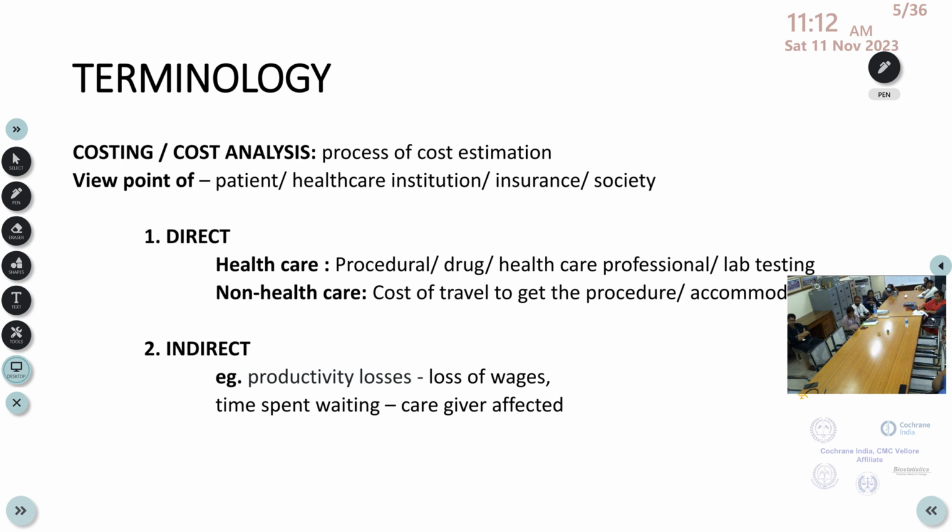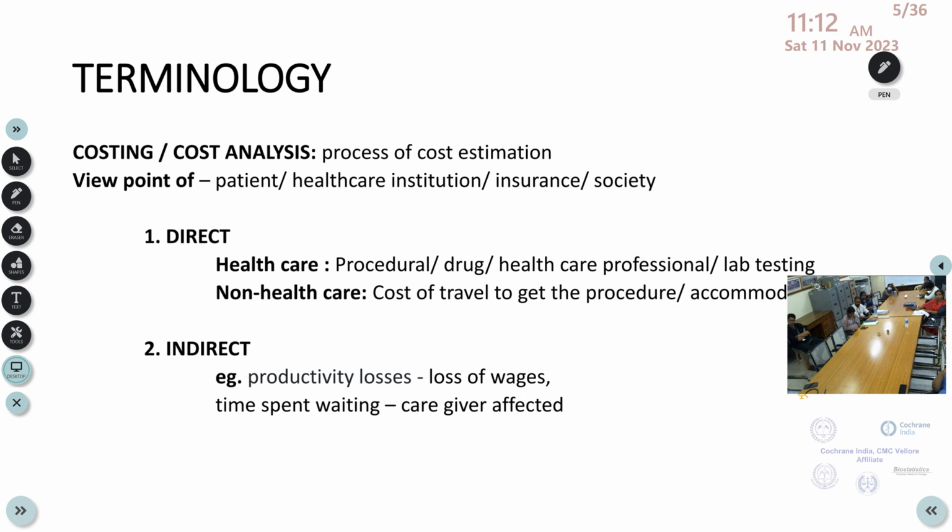An example, now costing has direct and indirect. In direct, which is direct healthcare, that's what we see. We ask them to come for a surgery, there's a procedural cost, the medications, the doctor's fees, and the lab testing, post-op hemoglobin if you're monitoring. Now the direct non-healthcare is where the patient has to come from A to B, the transportation cost. They're staying there. So that is a direct non-medical cost.